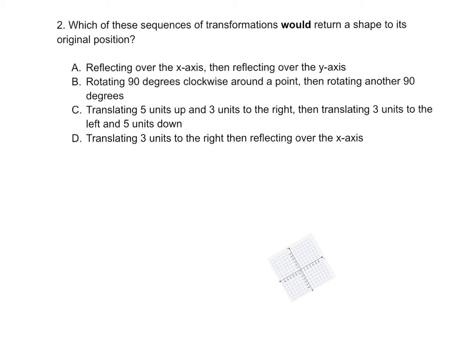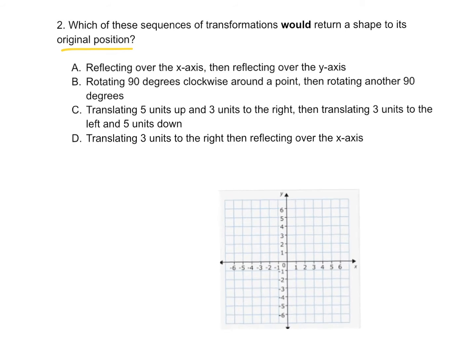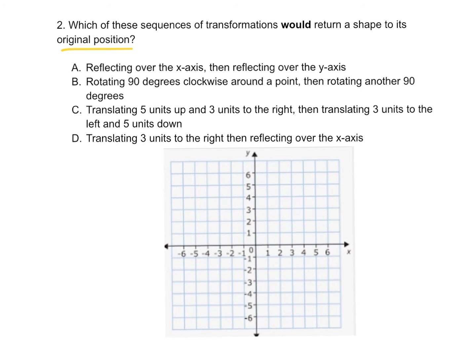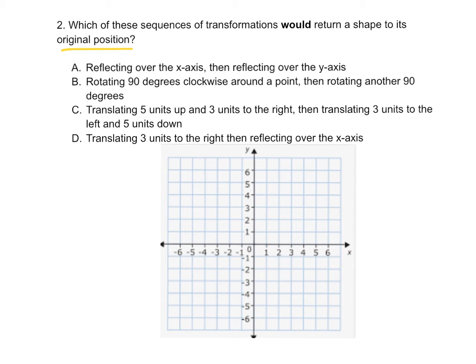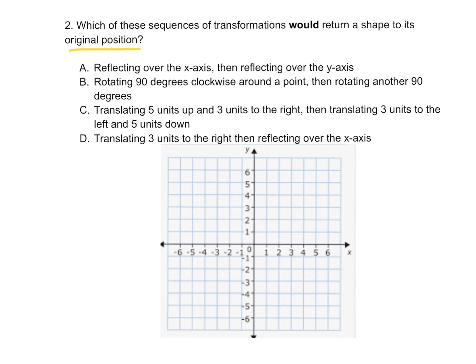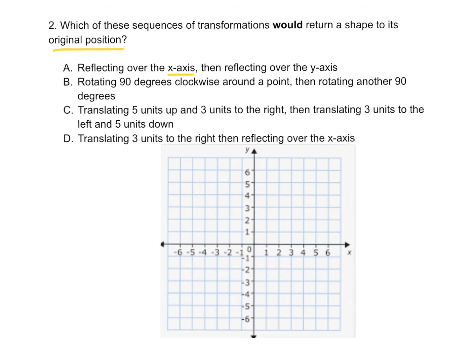Which of these sequences of transformations would return a shape to its original position? To show you this, I'm going to pull up a little graph here so we can see them all. Beginning with A, we're going to reflect over the x-axis and then reflect over the y-axis and see what happens. I'm going to begin with a point, and I'm going to put a point here at 4, 1.